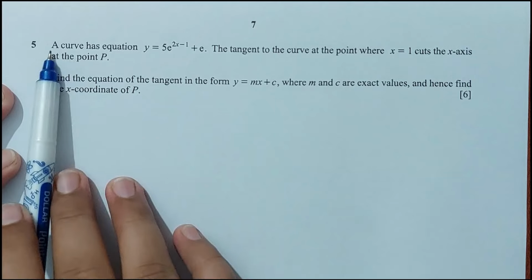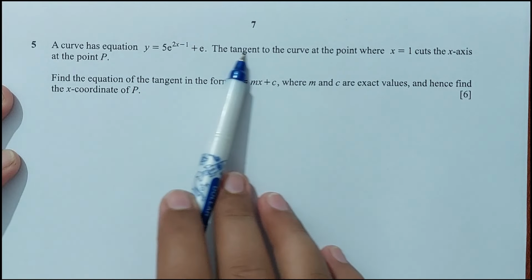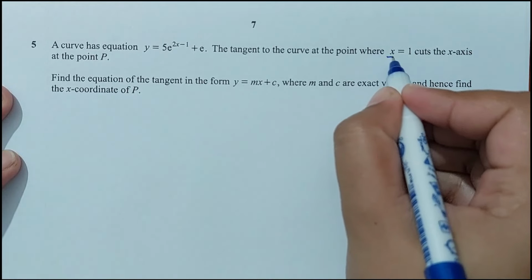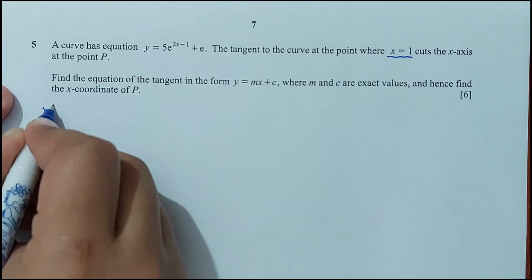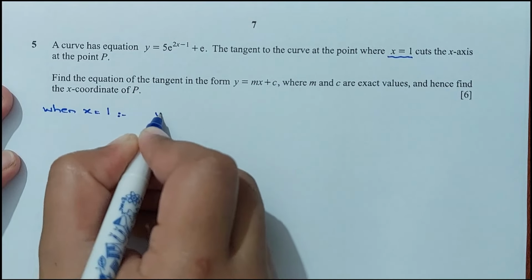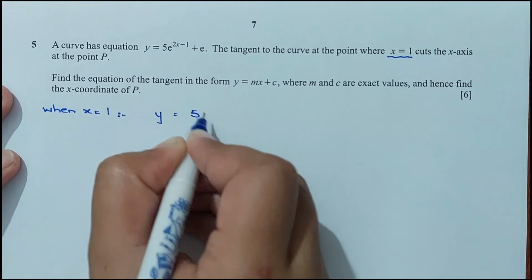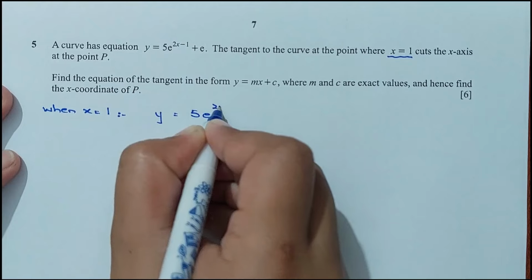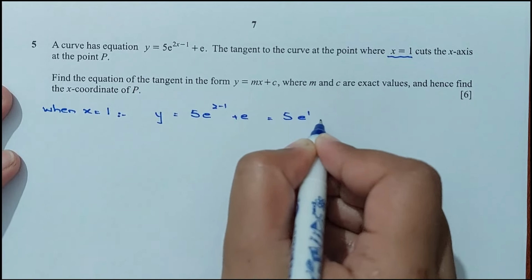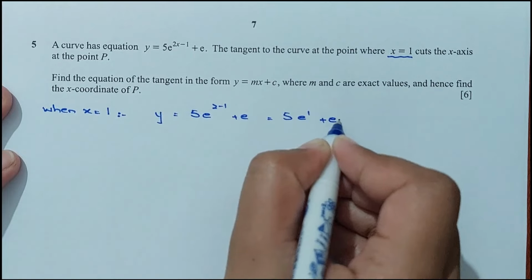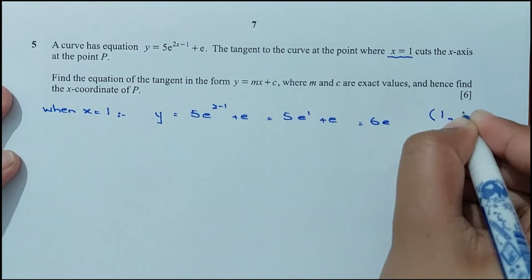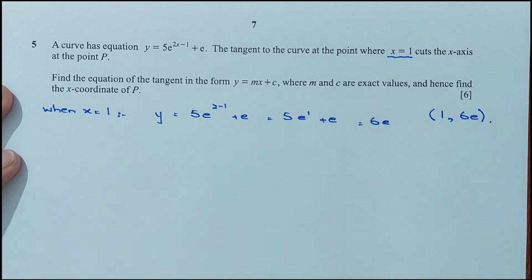Question number 5. A curve has this equation. The tangent to the curve at the point where x equals 1. When x is 1, what is the y value? So y is going to be 5e to the power of 2 minus 1, plus e. So this is 5e plus 1e, which equals 6e. So the point is (1, 6e). X is 1 and y is 6e.